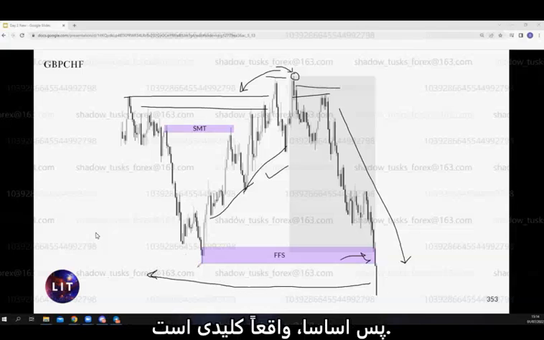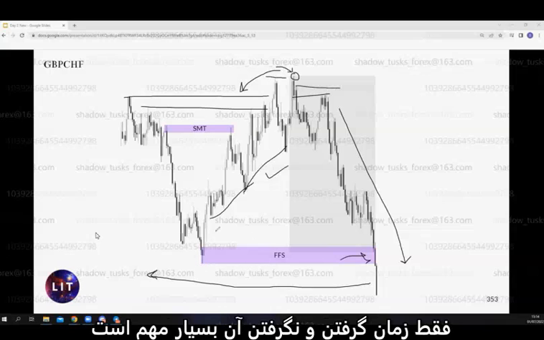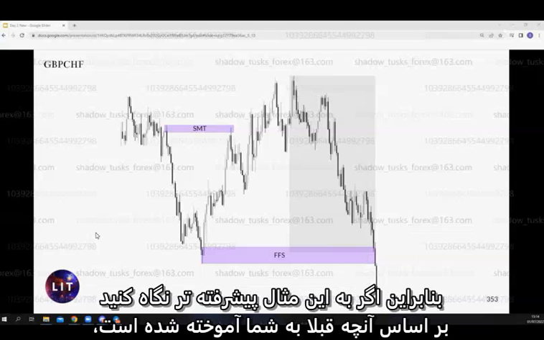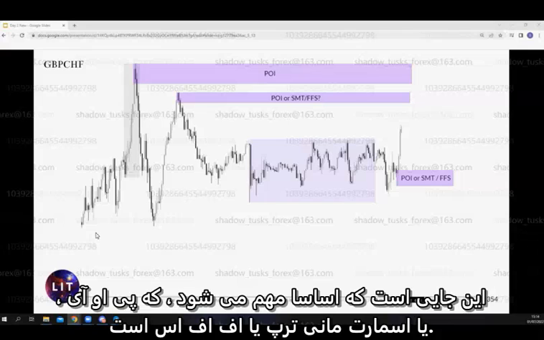So essentially, it's really key. You can take the inducements, both high and low. It's just very important when to take them and when not to take them. So if we look at a little bit more of an advanced example, based on what you've been taught before, this is where it becomes key to work out which is the RPOI or POI or smart money trap or FFS.